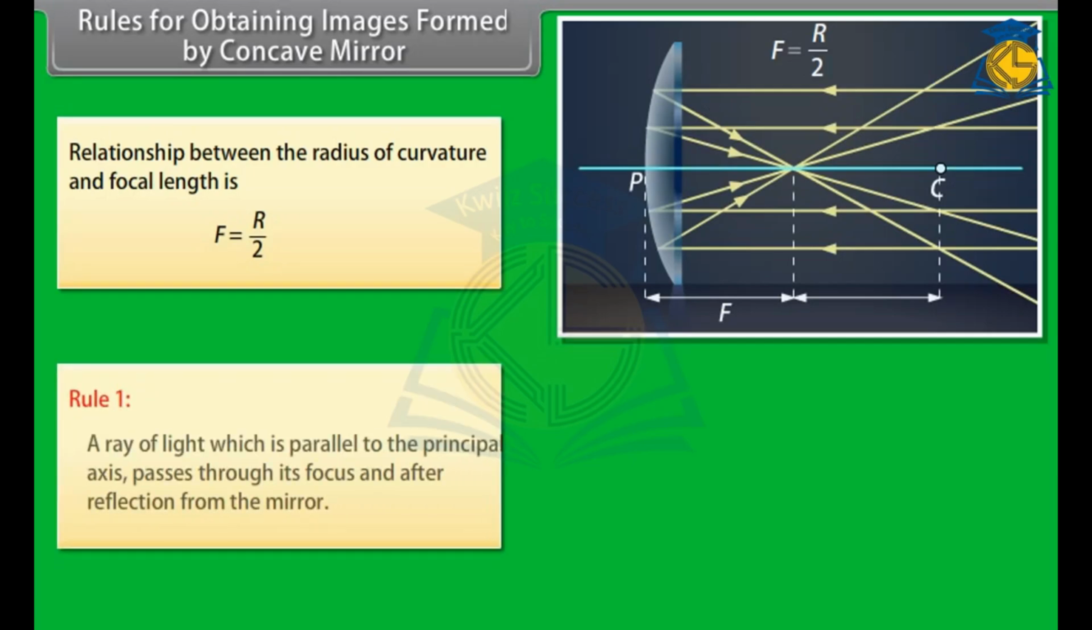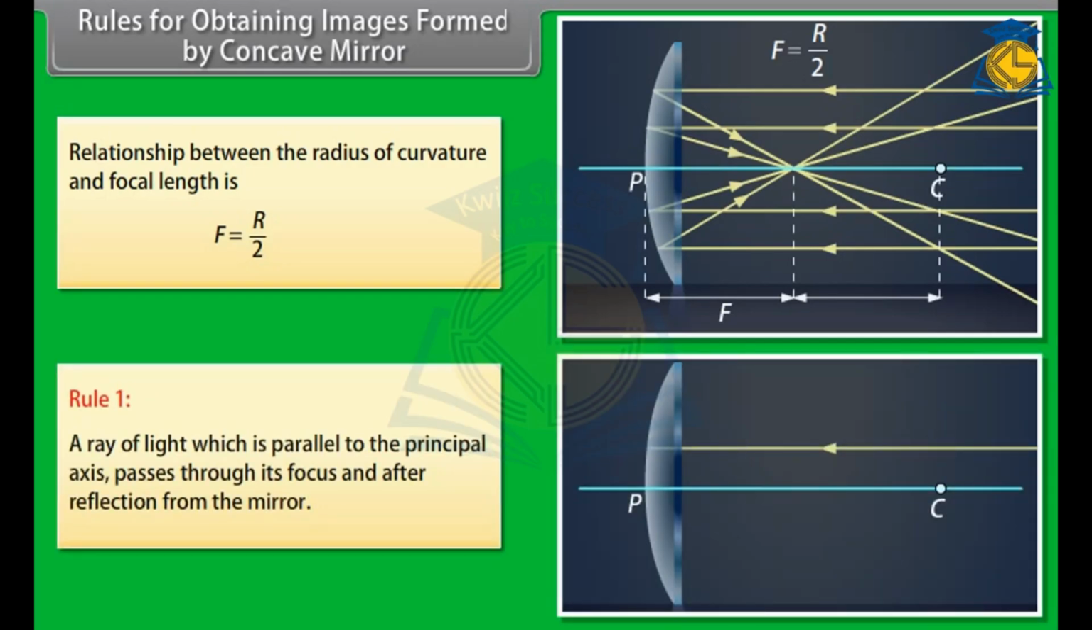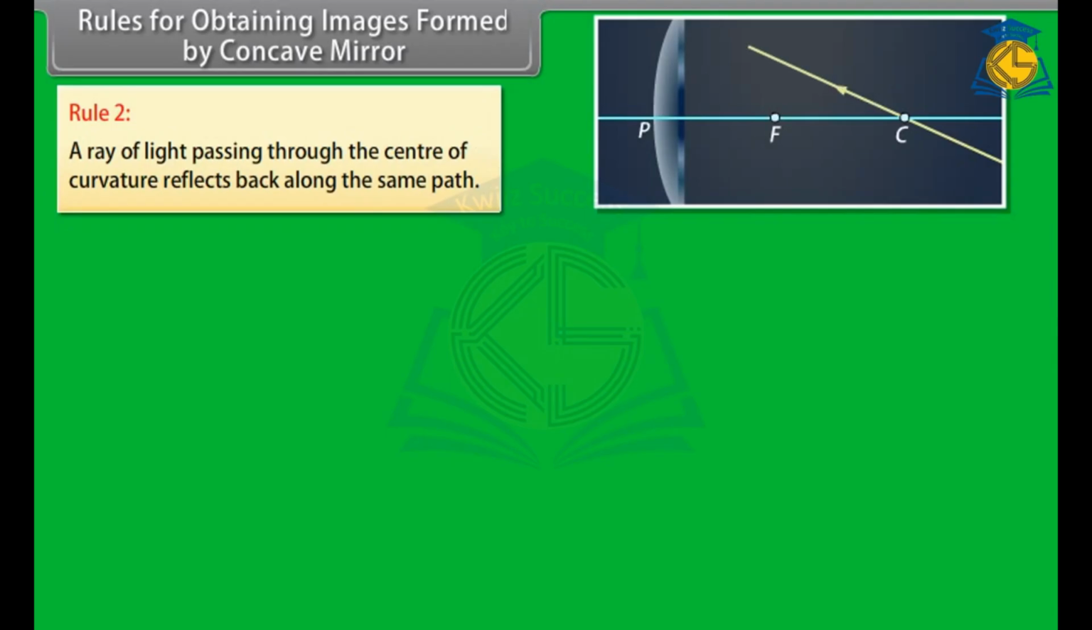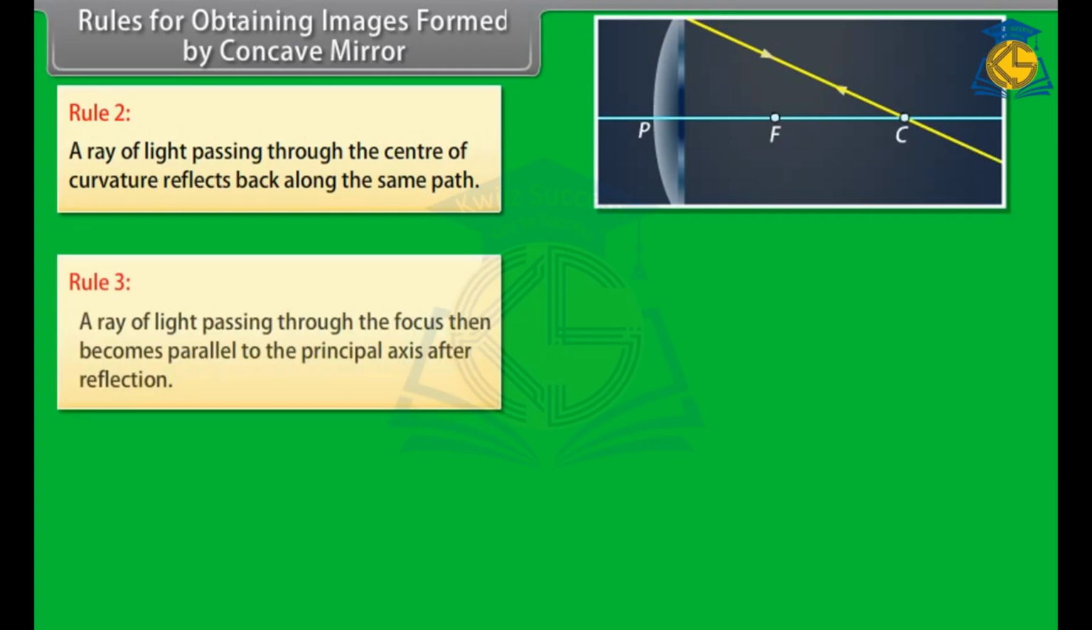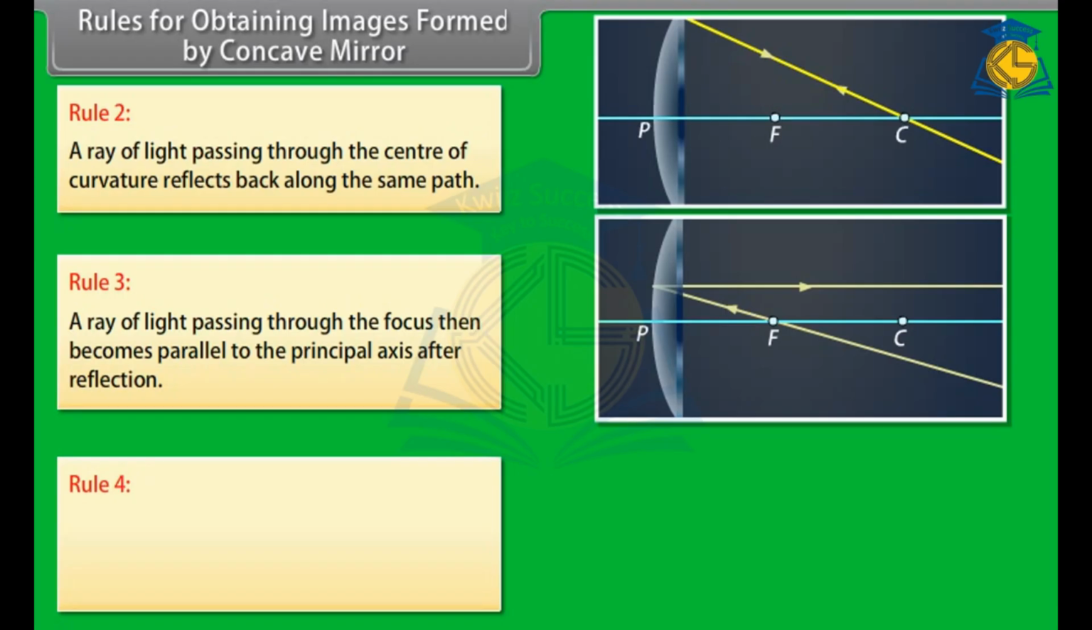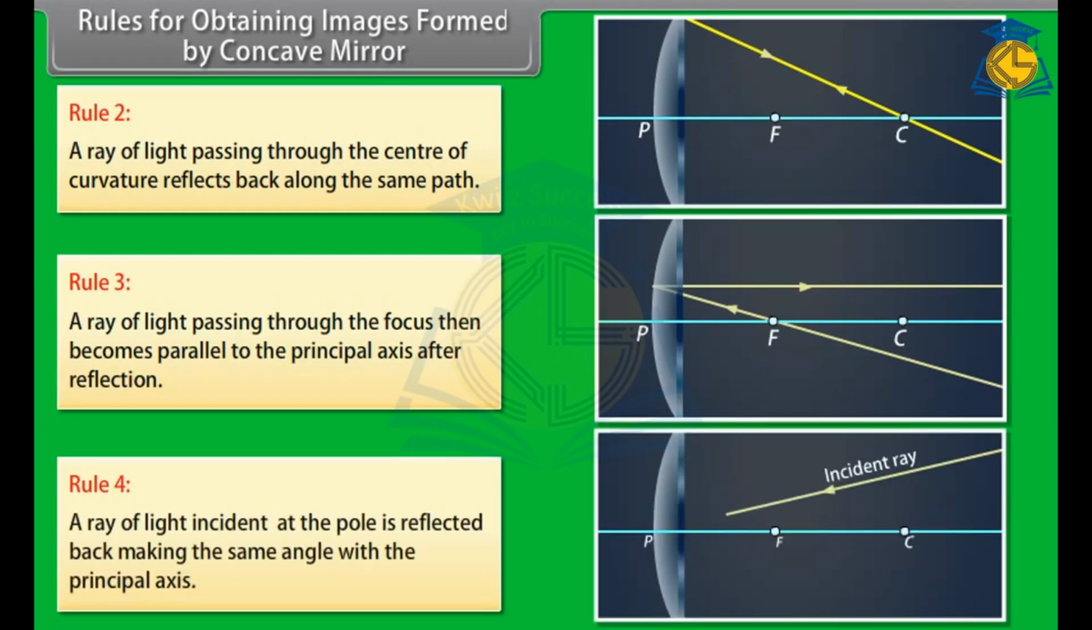Rule 1: a ray of light which is parallel to the principal axis passes through the focus after reflection from the mirror. Rule 2: a ray of light passing through the center of curvature reflects back along the same path. Rule 3: a ray of light passing through the focus becomes parallel to the principal axis after reflection. Rule 4: a ray of light incident at the pole is reflected back, making the same angle with the principal axis.